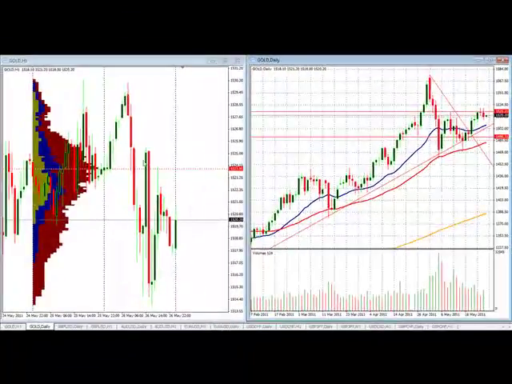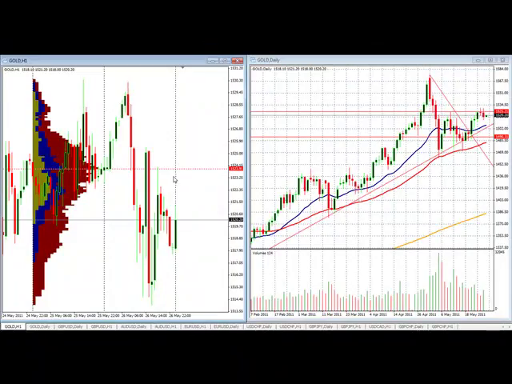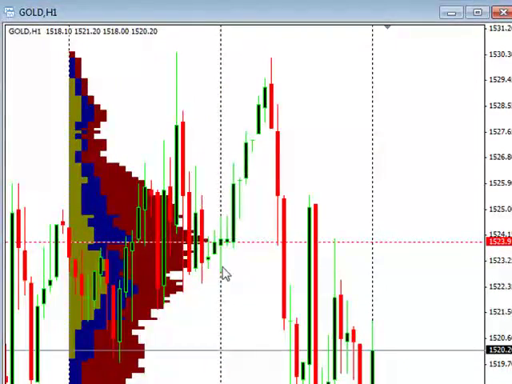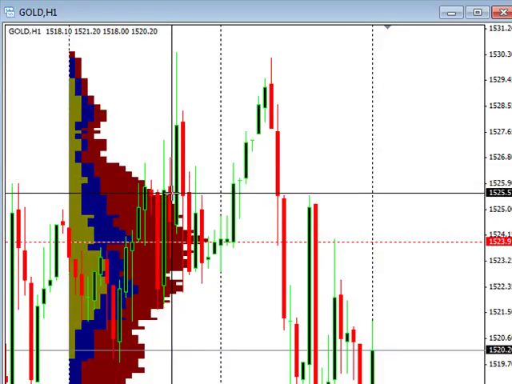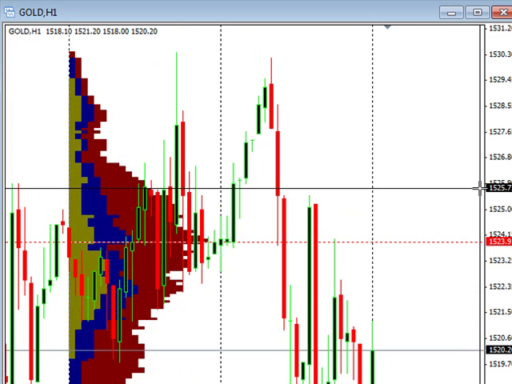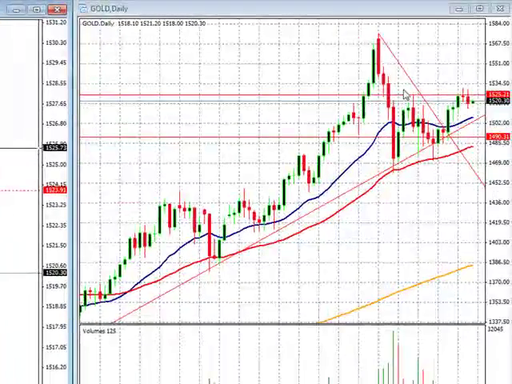And as we come over to the market profile, we can see 1523 is the point of control. So that is going to act as resistance. And then if we go all the way up, we can see the edge of this high volume area is around 1525. So I'm going to continue to sit on hands as we go back over the daily.